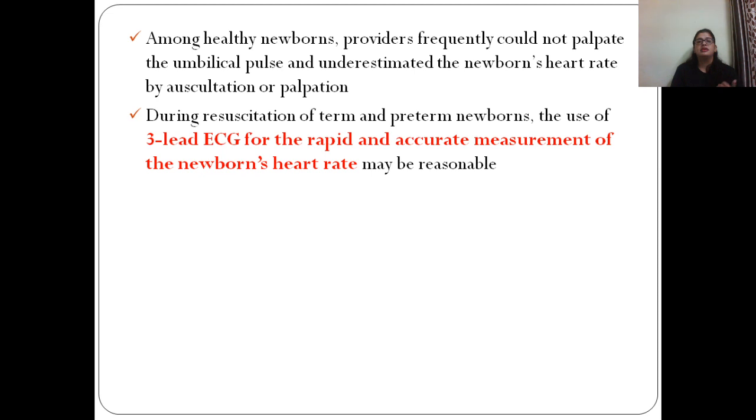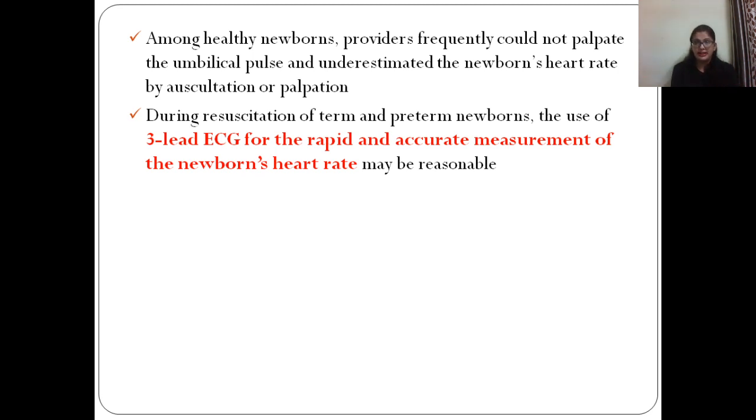Now, how will you assess a baby's heart rate? Previously, there were recommendations that this could be done by either palpating the pulsations at the umbilicus or the umbilical artery, or you can auscultate the newborn's heart. This is usually recommended to be done for 6 seconds only because time is crucial for us. So we can calculate the heart rate in 6 seconds, and then we multiply it by 10, and then we will get the heart rate of the child per minute.